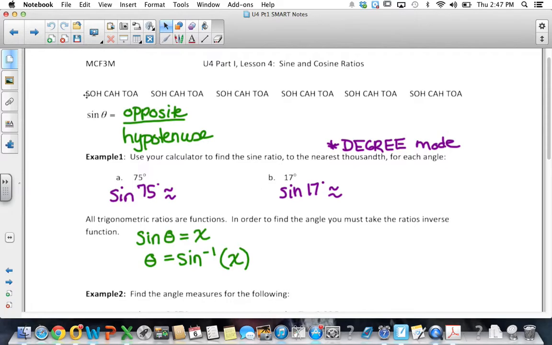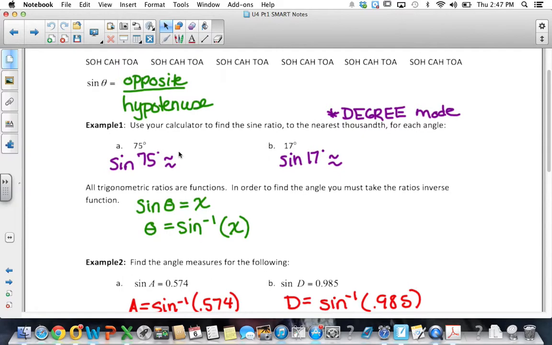And this class we're going to review sine and cosine. So the sine of theta is the opposite over the hypotenuse. And when you do these on your calculator, or to find the sine of an angle, make sure it's always in degree mode. So I put a little highlight there. Remember, you hit mode, make sure the third row, degree, is highlighted.